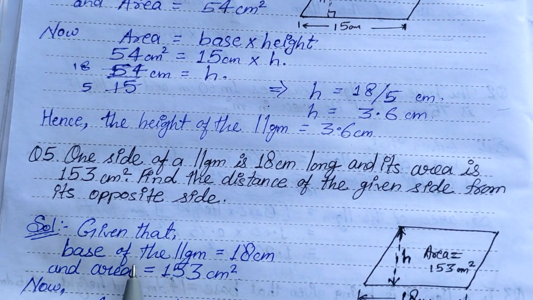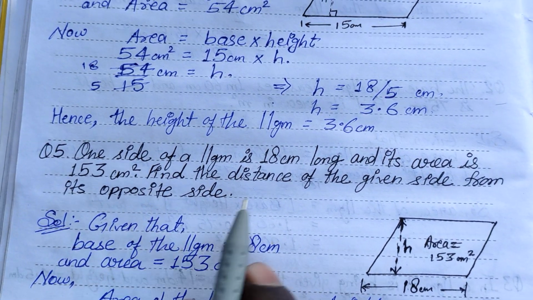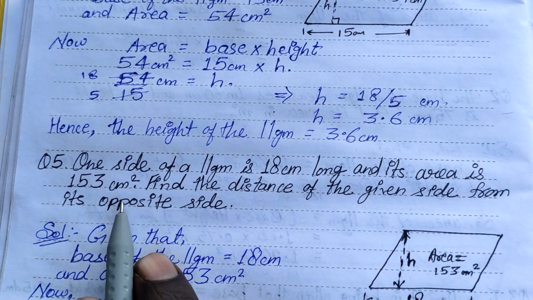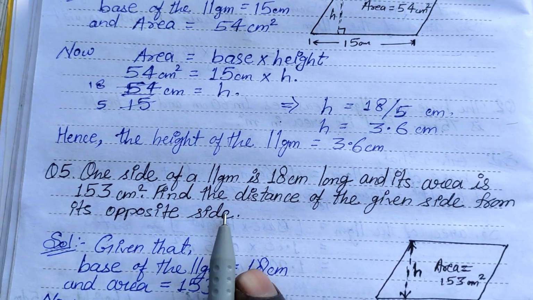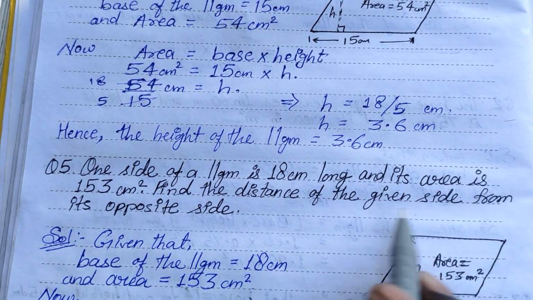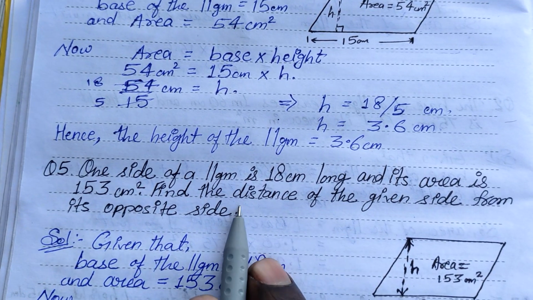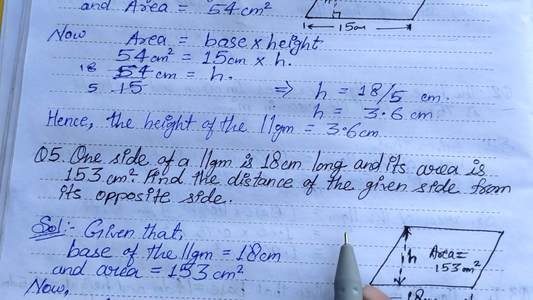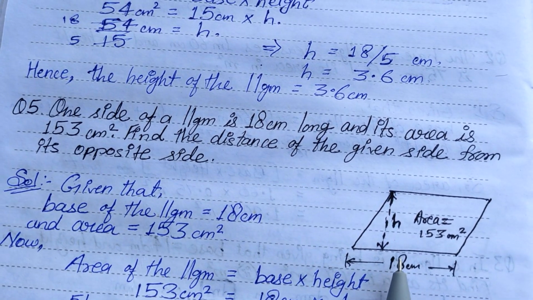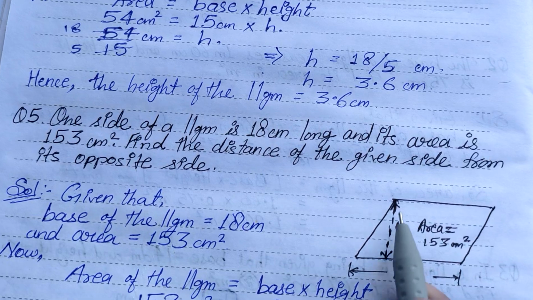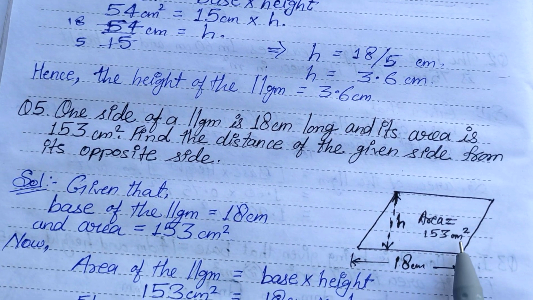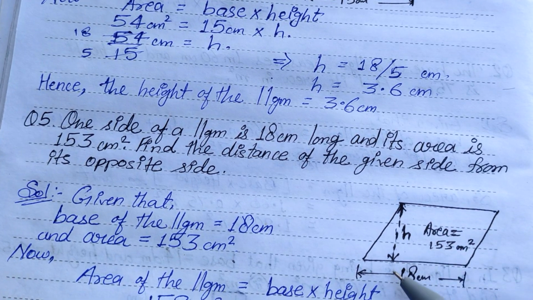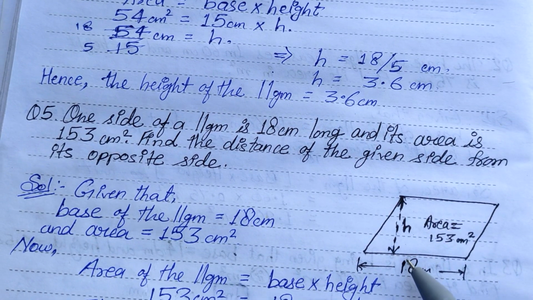Hence the height of the parallelogram is equal to 3.6 centimeter. Now moving on, next question number 5. One side of a parallelogram is 18 centimeter long and its area is 153 centimeter square. Find the distance of the given side from its opposite side. We have to find the distance of the given side from the opposite side, or in short we have to find the height. So here is the figure, base is 18 centimeter, we have to find height, area is given 153 centimeter square. We have to find the distance of the given side from its opposite. So ultimately we have to find the height.